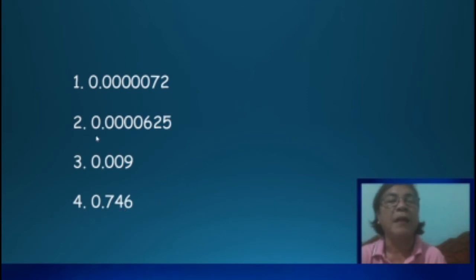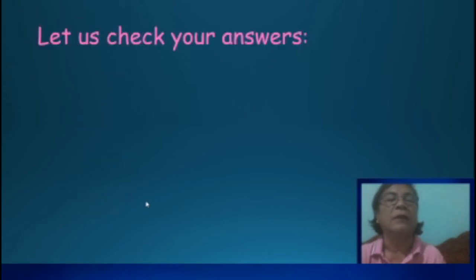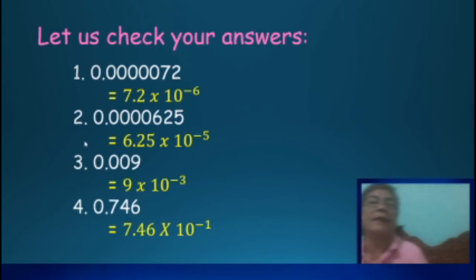Now, example. Let's have this 0.00072. Next is 0.0000625. 3, 0.009, and number 4, 0.746. So, let's check your answer.